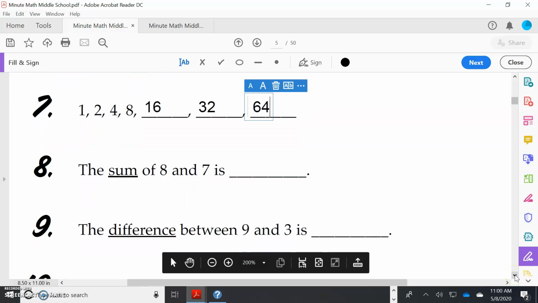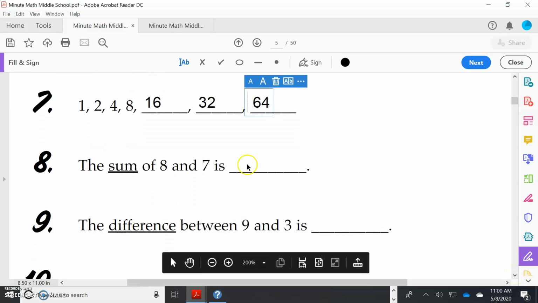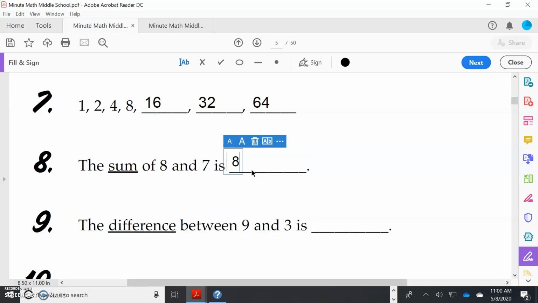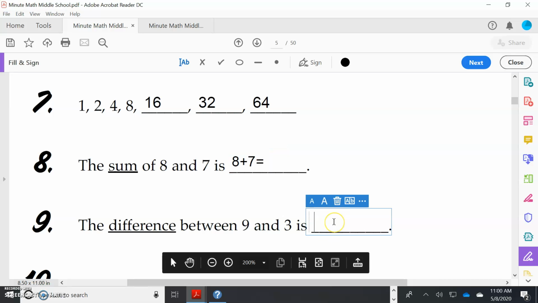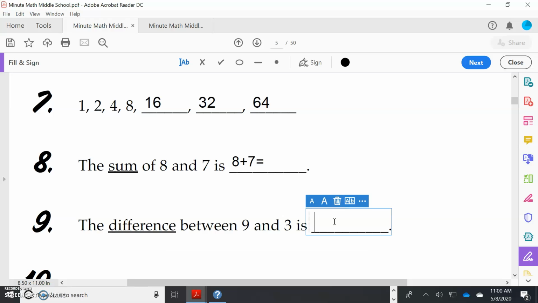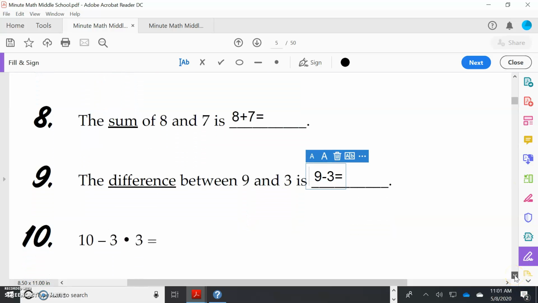Now, coming up here, we are going to look at the sum of 8 and 7, and the sum is adding it together. So 8 plus 7 equals, if 8 plus 8 equals 16, then 8 plus 7 equals 15, guys. But I'm not telling you that, so figure it out yourself and write down that answer. The difference between 9 and 3. So the difference is you're going to take your 9 and you're going to minus 3. So that is what they were looking for there. What is 9 minus 3? You have $9 and you take 3 away.